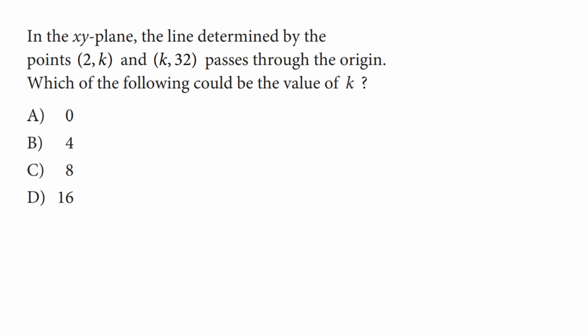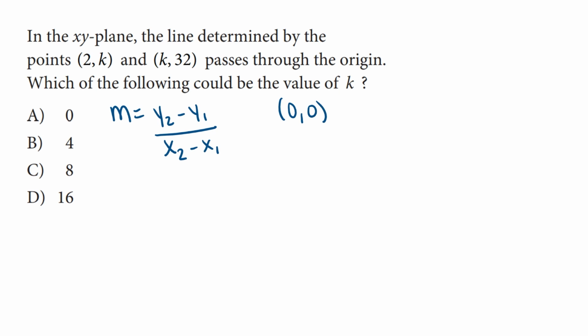The reason why we can use the slope is because we know our slope formula is equal to y2 minus y1 over x2 minus x1. The 2 points they give us are not complete, but we know that the origin is on this line. So we can use that in order to solve for k.